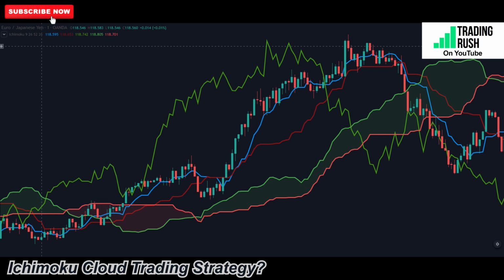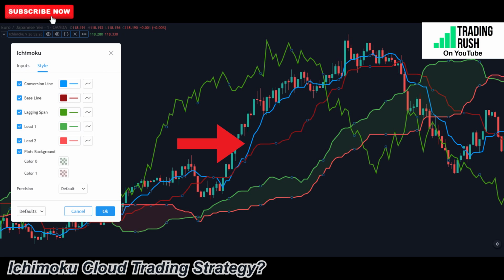On TradingView, the Ichimoku cloud indicator will come with 5 lines. A blue line, called the conversion line. A red line, called the baseline. A green line, called the lagging span. And 2 other lines that form the cloud. We will understand these lines, one by one, to avoid confusion.